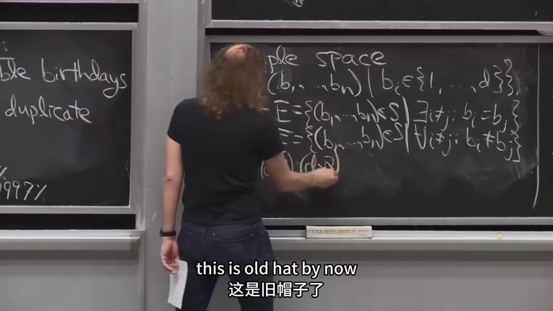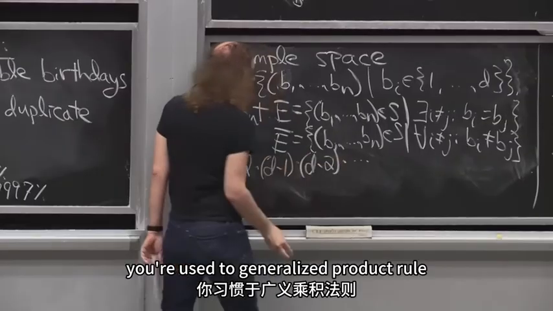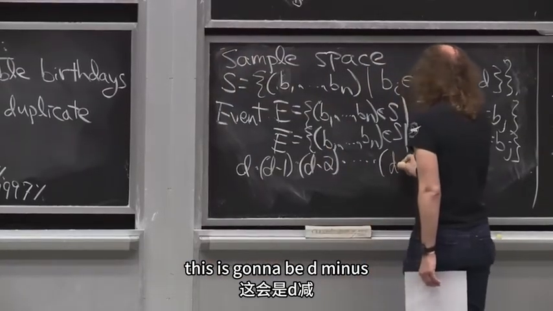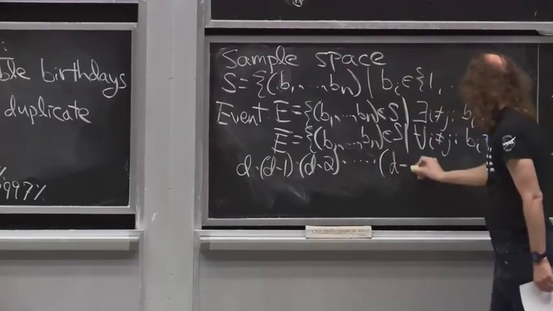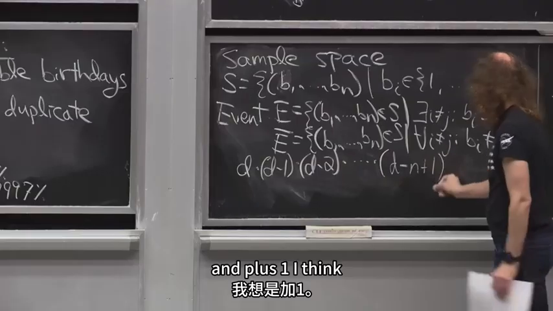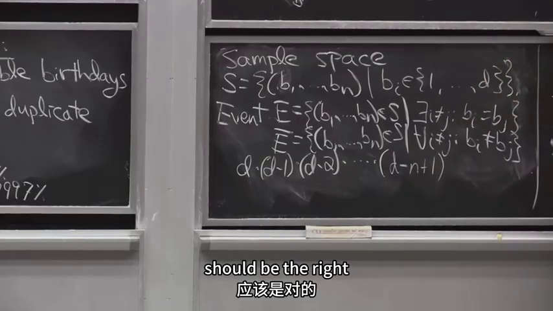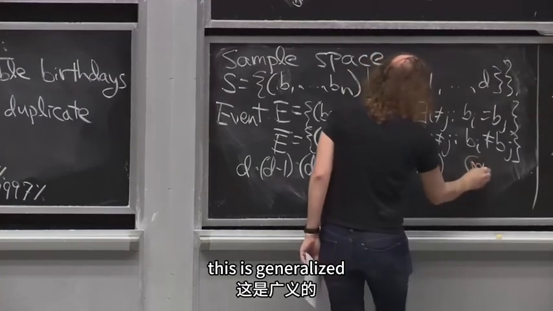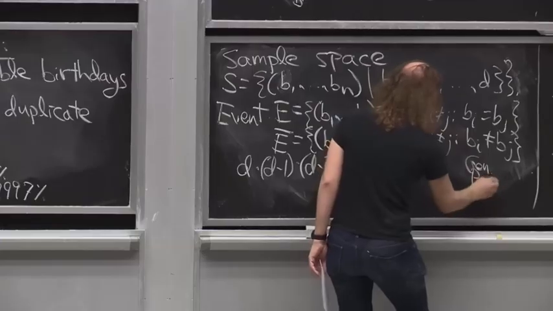Hopefully this is old hat by now. You're used to the generalized product rule. And the hard part is knowing when to stop. This is going to be d minus n plus 1, I think. Should be the right. Sure, yeah. This is the generalized product rule.